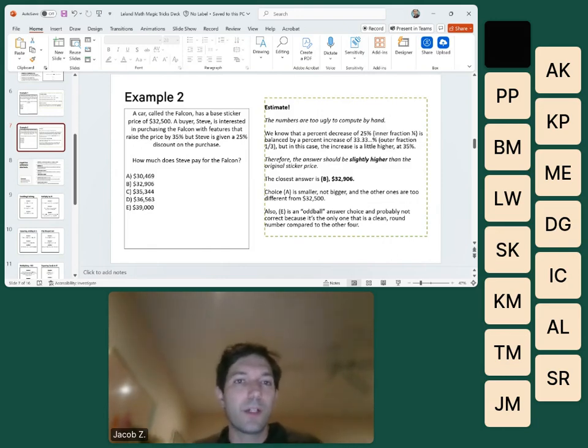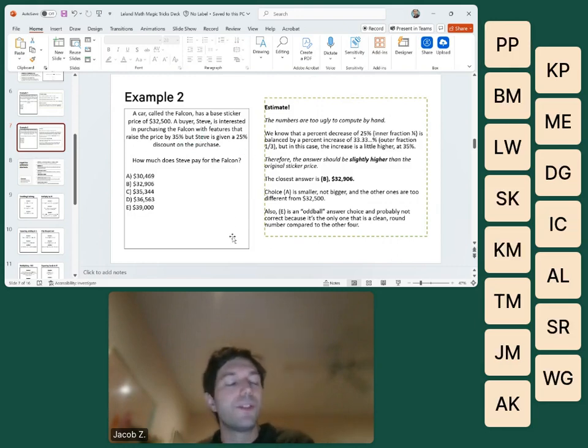So let's say you have a car called the Falcon, has a base sticker price of $32,500. A buyer, Steve, is interested in purchasing the Falcon with features that raise the price by 35%, but Steve is given a 25% discount on the purchase. So this is getting more along the lines of the type of question worded in a way that you'd see on the GRE or GMAT. Then it asks, how much does Steve pay for the Falcon?